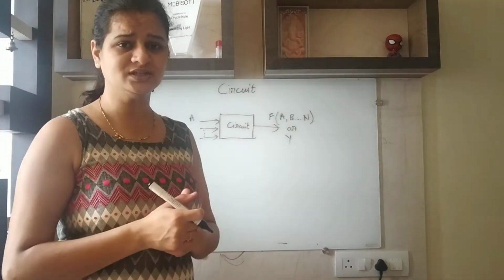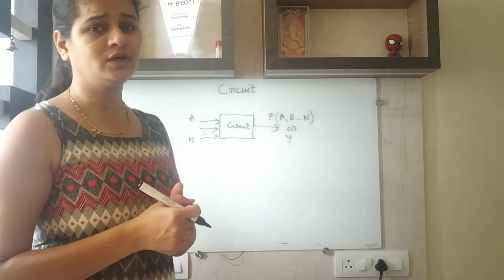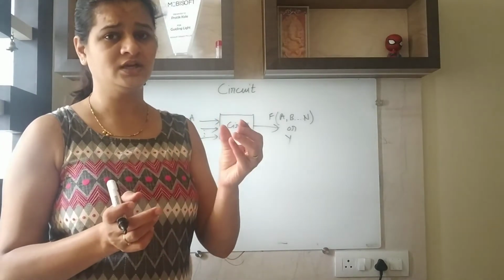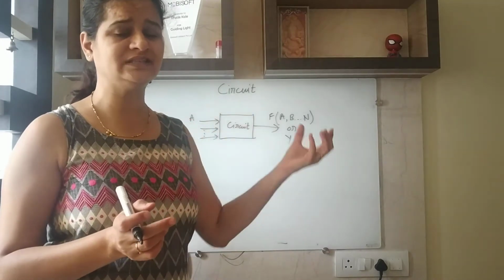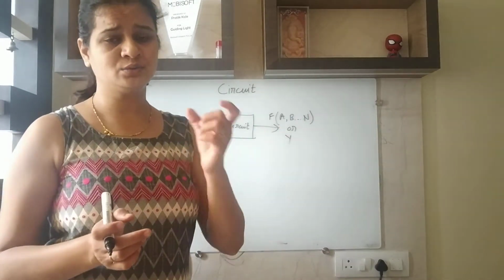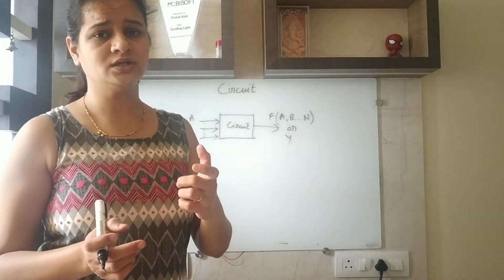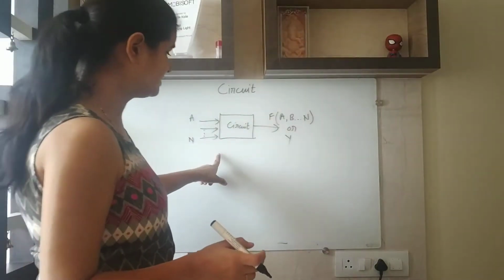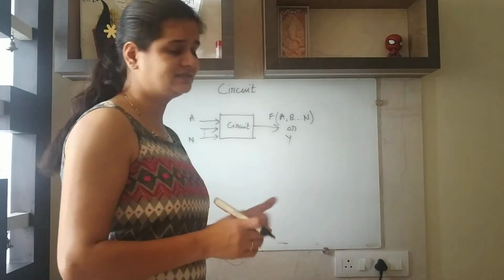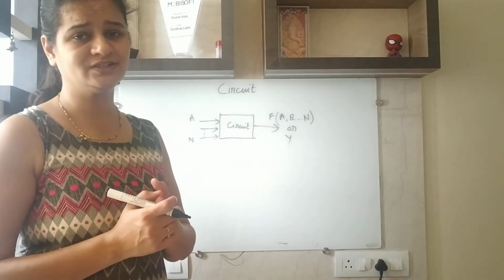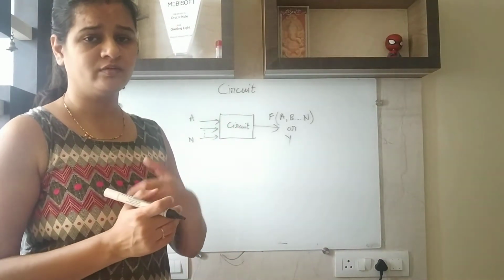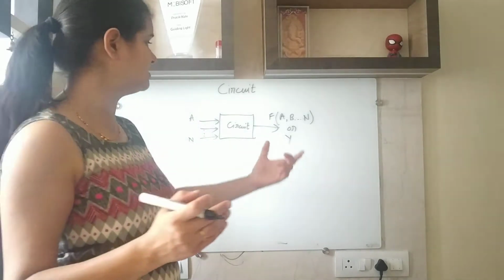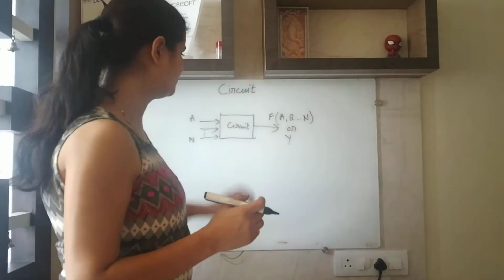But how to draw a circuit actually? Since we are dealing with the digital electronics subject, for every task we have to design a circuit, and through that circuit we have to generate the output for the given input, right? So what is the circuit? A circuit is a device or set of devices which processes the provided input and generates the output.